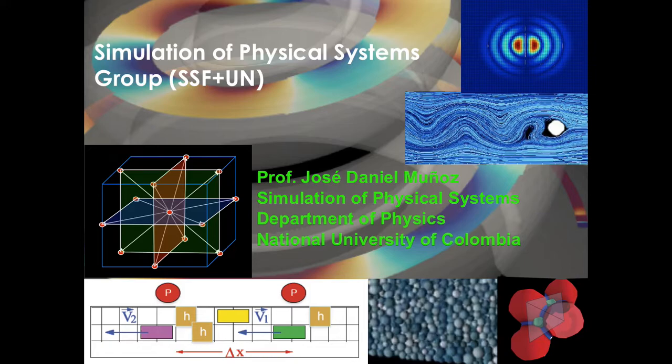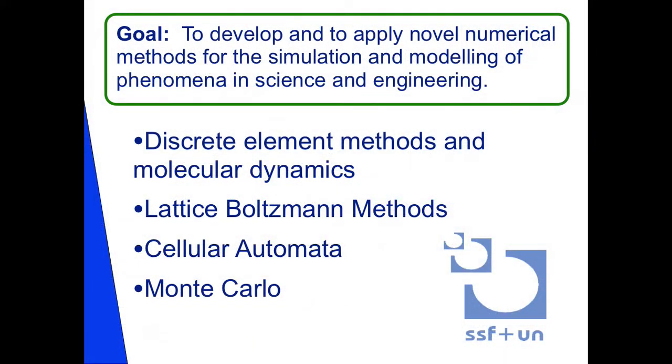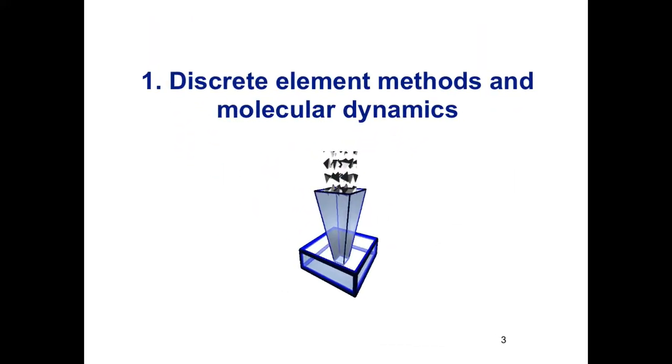I am the head of the Simulation of Physical Systems group at the Department of Physics of the National University of Colombia. The goal of the group is to develop and to apply novel numerical methods for the simulation and modeling of phenomena in science and engineering. And we work mostly with four different methods. First, discrete element methods and molecular dynamics. Second, Lattice Boltzmann methods. Third, cellular automata. And fourth, Monte Carlo simulations.